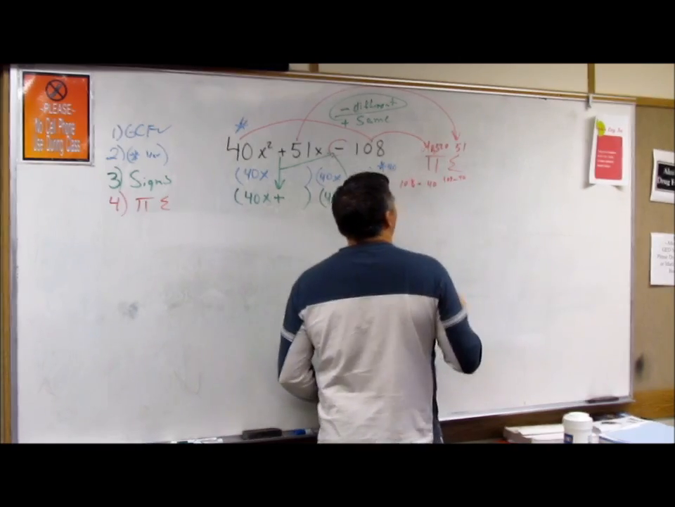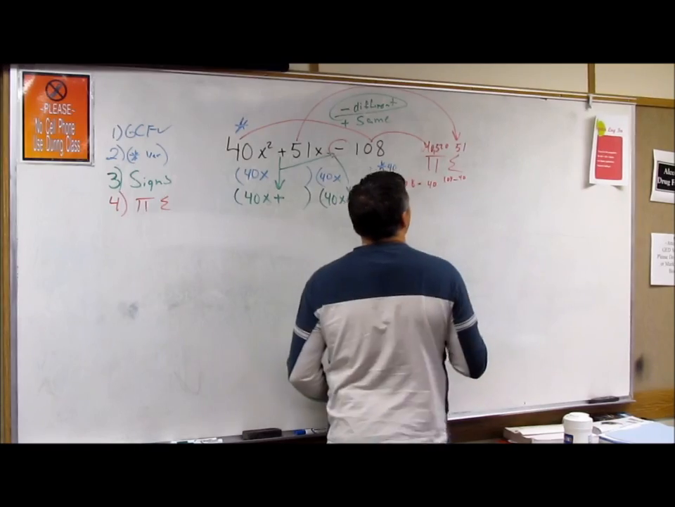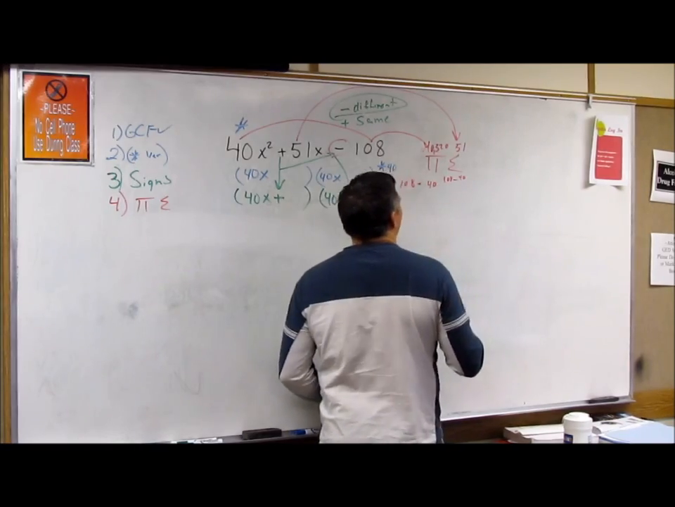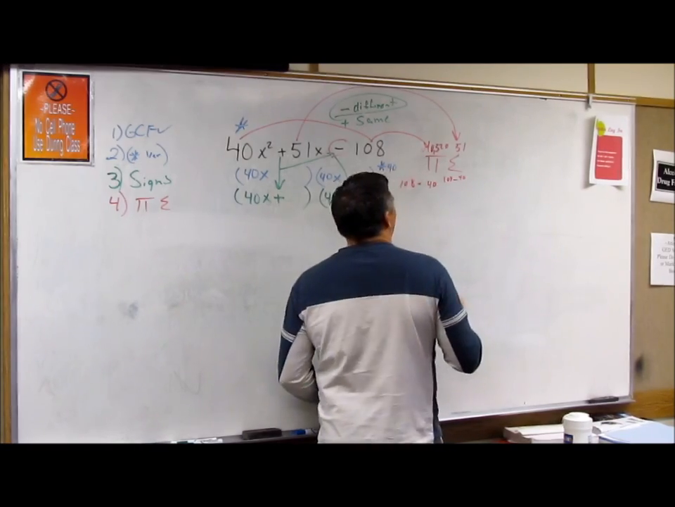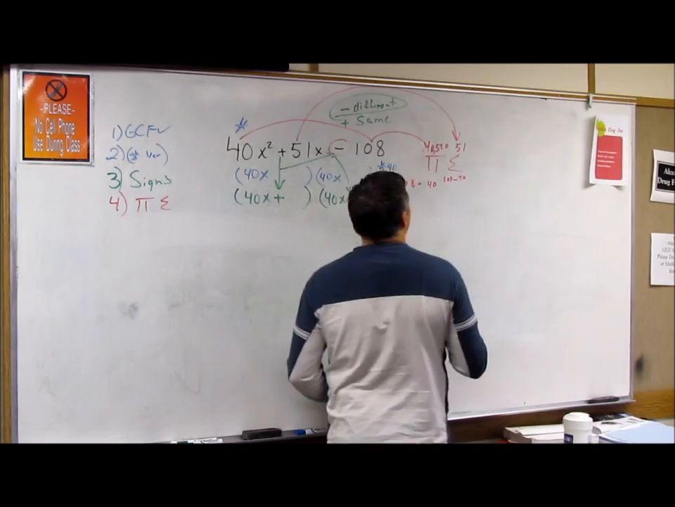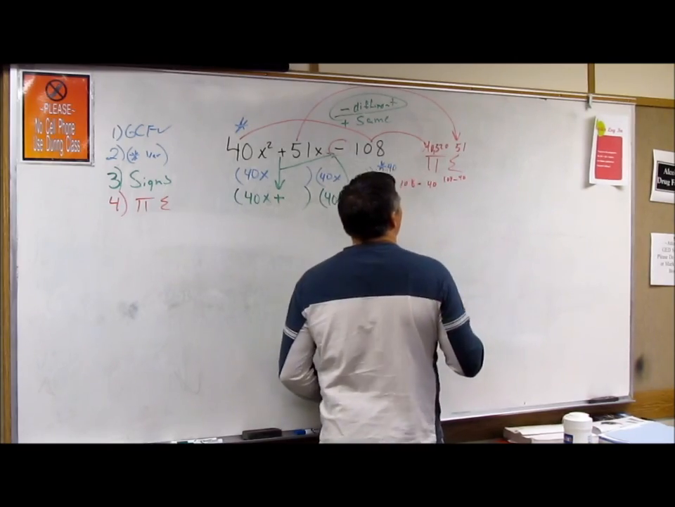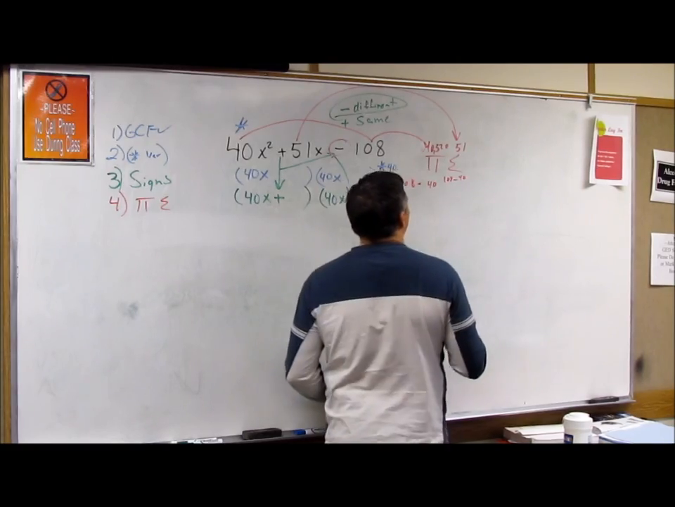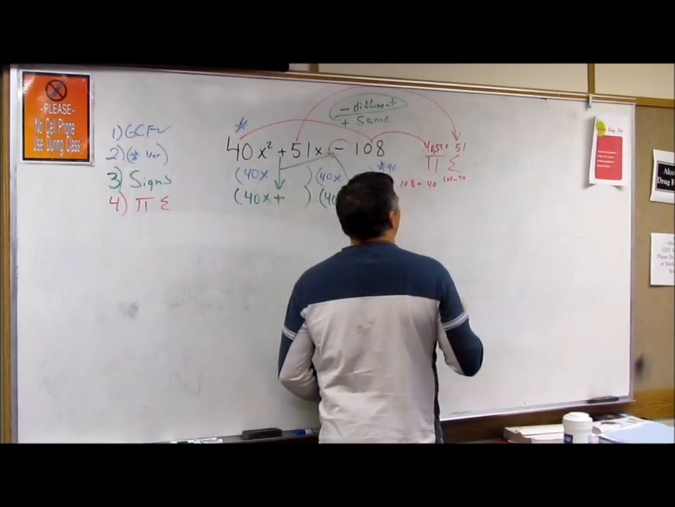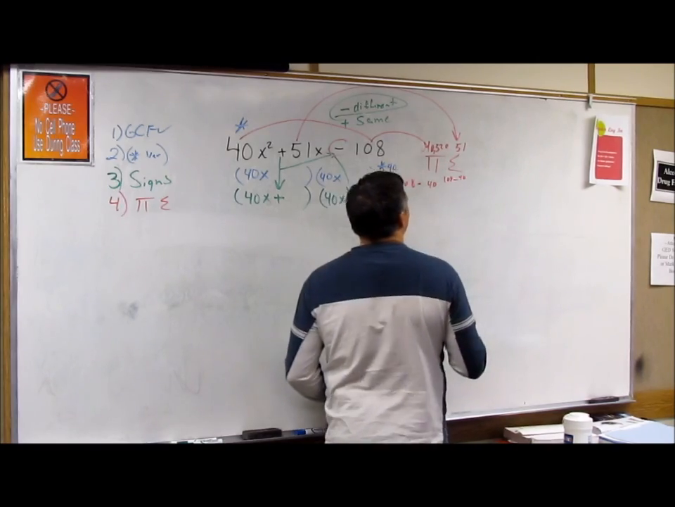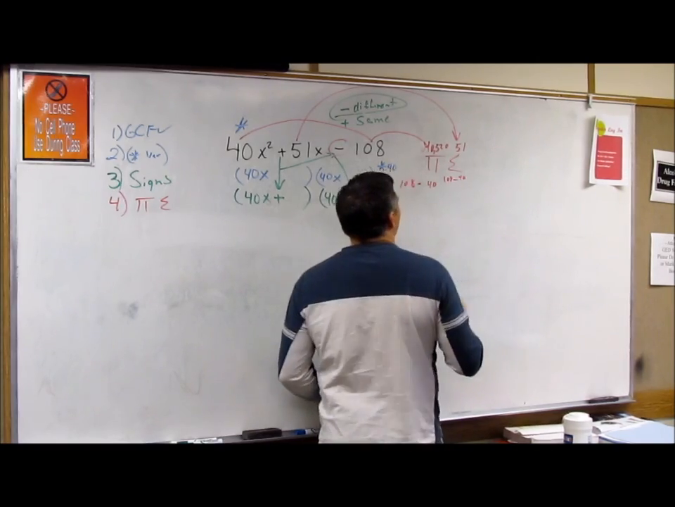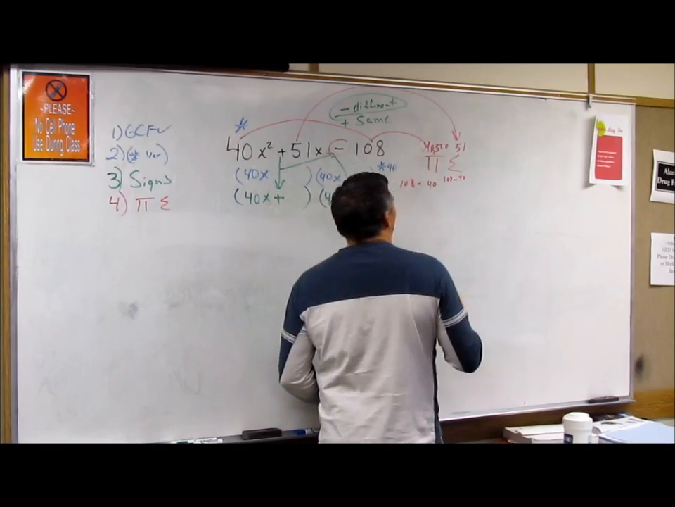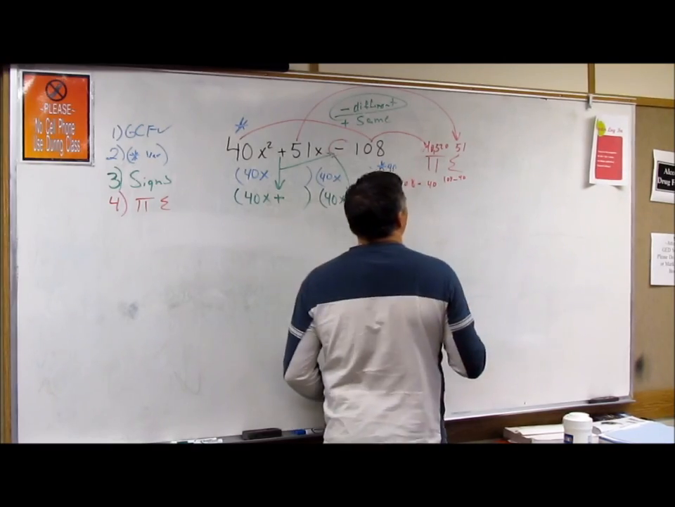Okay? So it took a little bit of manipulation, but we found it. And so now we know we're there. 96 and 45. Oops. Sorry about that. I want to put it in another thing. So 40x plus 96 and 40x minus 45. Okay.